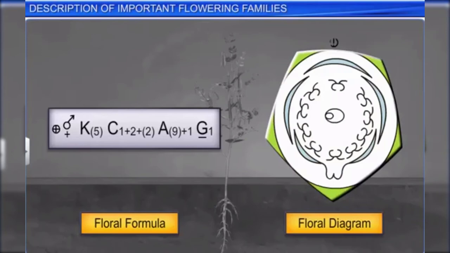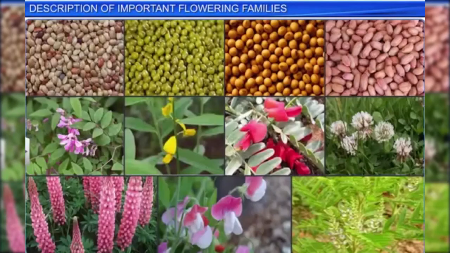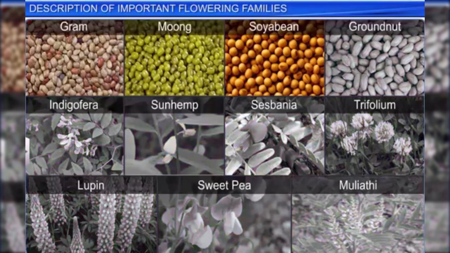The economic importance of plants belonging to the Fabaceae family is also great. Gram, moong, and soya bean are pulses. Soya bean and groundnut produce edible oil. Indigofera is a dye. Sun hemp is a fiber. Sesbania and trifolium are used as fodder. Lupin and sweet pea are ornamental plants, and mulaithi is used as a medicine.